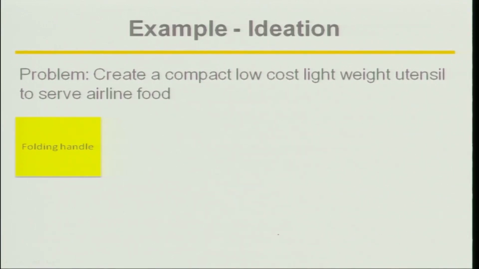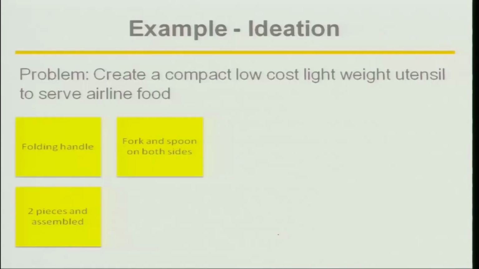Perhaps it should have a folding handle because we want it to be compact, right? Perhaps it needs to be in two pieces and then we can assemble it together, so it's space saving. Perhaps it has a fork and spoon on either side, okay? Perhaps it is a fork with a spoon shaped sleeve. It goes on the fork, so you put that sleeve on, and then when you need a fork you take off the sleeve, when you don't need the fork you put on the sleeve, right?